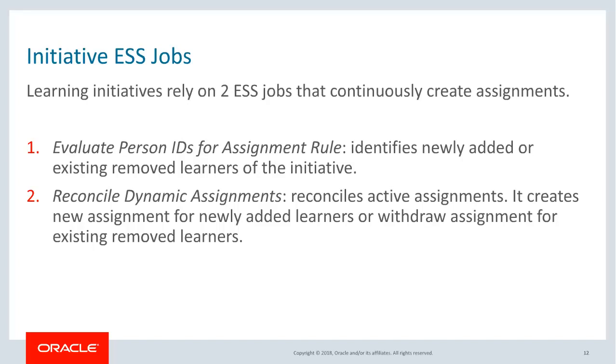Another job is Reconcile Dynamic Assignments, which creates assignments for newly identified learners or withdraws assignments for existing learners identified by the previous job. Together, these two jobs create assignments on an ongoing basis. Both the jobs have to be run in sequence, one after the other. Both these jobs need to be scheduled to run daily.